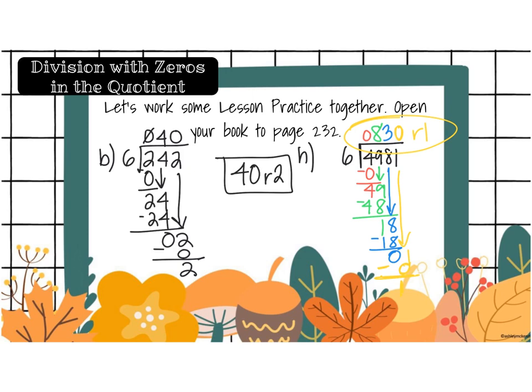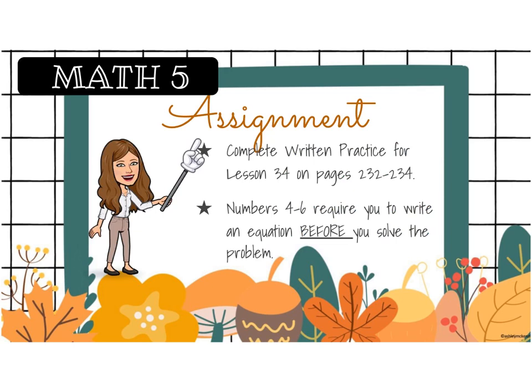Okay? You have 20 minutes for your written practice today. We're doing written practice, lesson 34, numbers 4 through 6. I want you to write an equation and solve it. It starts on page 232. I'm going to pass out your papers. As soon as you get your paper, you may start.